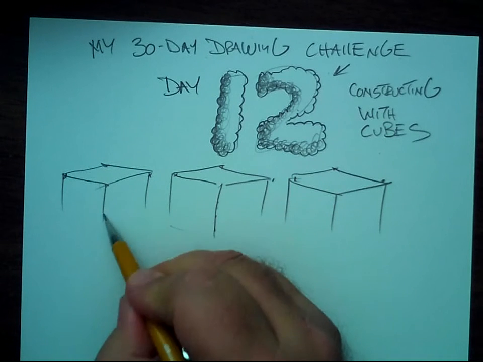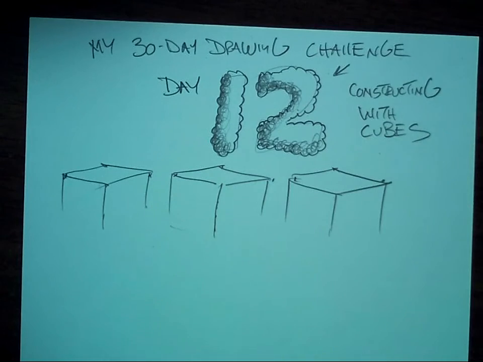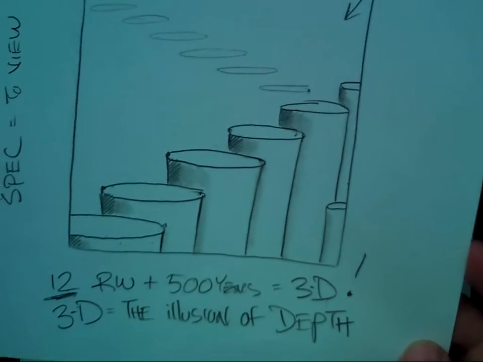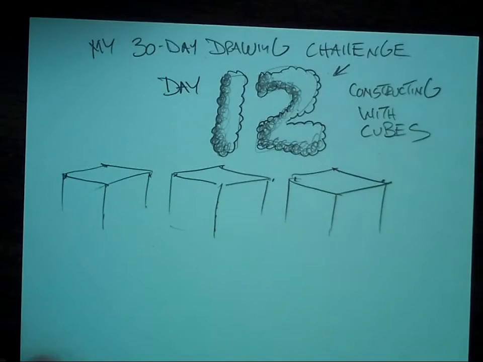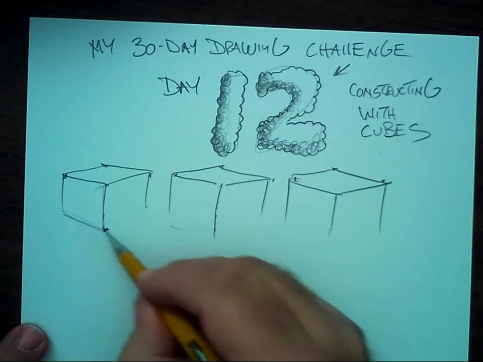Middle line's longer. That's placement, one of those 12 words. Remember, we talked about that a lot. We talked about that on day 11. We talked about the 12 Renaissance words plus 500 years equals the skill and the ability to draw in 3D. Here's one of them, very important. Placement: near things are lower, and this goes further away.